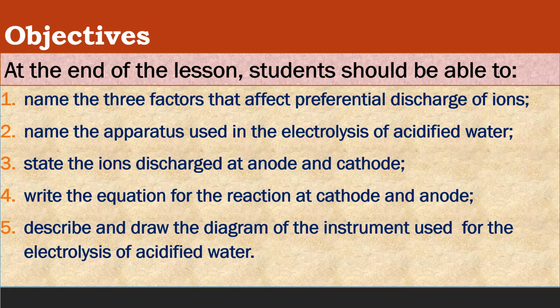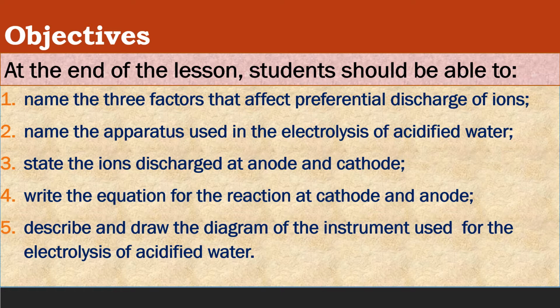Welcome back to class. Here are the objectives of today's lesson. Number 1. At the end of today's lesson, all the students should be able to state the 3 factors that affect preferential discharge of ions. Objective number 2. At the end of today's lesson, all the students should be able to name the apparatus used in the electrolysis of acidified water or dilute tetraoxosulfate 6 acid.